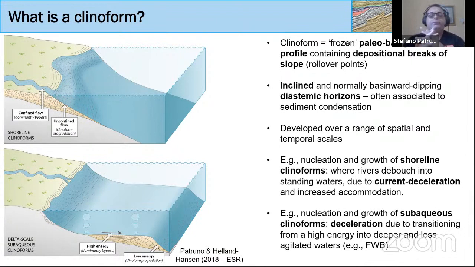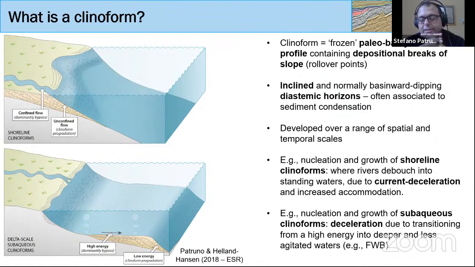So in order to create that contrast in acoustic impedance, I have a slide dedicated to that, that usually necessitates, for example, condensation and the formation of, for example, limestone or carbonate cemented horizon at that particular time due to condensation. Or a flooding surface, and therefore a draping of the particular paleobathymetric profile with muddy, more distal sediments. Okay, so that's why the concept of diastemic surface is quite important.